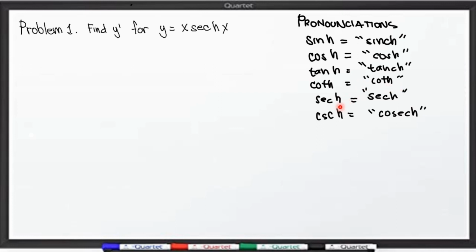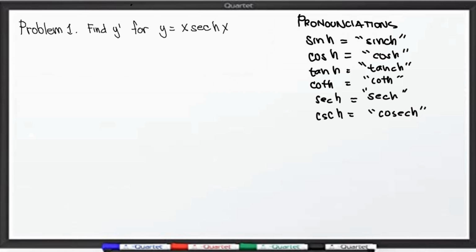For hyperbolic secant, we can say sech. And for hyperbolic cosecant, we say cosech. Okay, we can now proceed in solving hyperbolic functions.